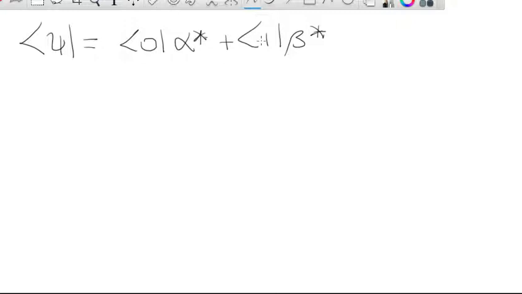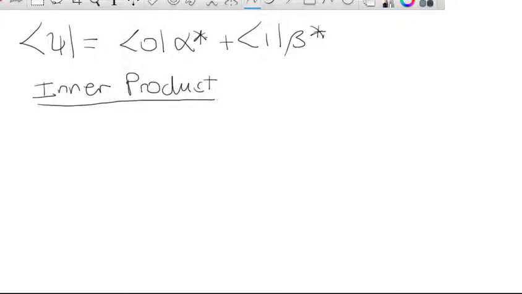Now a common and useful mathematical operation in quantum information is what's known as the inner product. We're going to see this type of operation a lot. Mathematically, the inner product between two vectors, phi and psi, can be written like this. You can see it's made up of a ket psi, and to the left of it, we have bra phi.